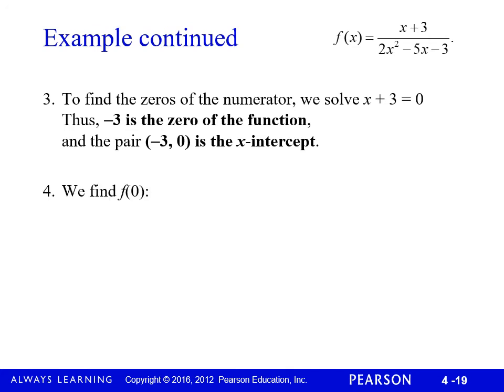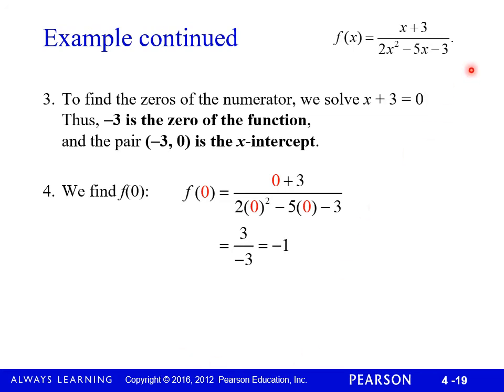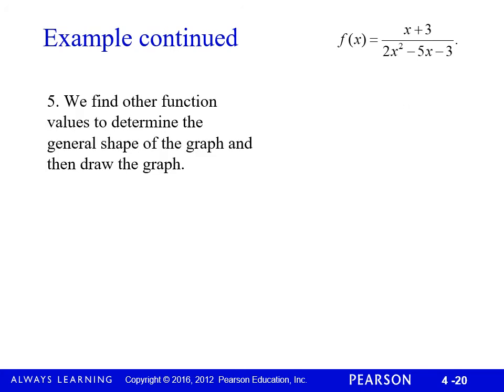Lastly, we find the y-intercept by plugging in 0 into the equation. We get 0 plus 3 over 2 times 0 squared minus 5 times 0 minus 3. Notice what this does is it just leaves us the constants that are in the function, because everything else with an x goes away. So we get 3 over negative 3 just by looking at the equation. This is one of the easiest parts to do, because only the constants are left. And so we get the y-intercept is at negative 1, so this would be 0, negative 1 as a point on our graph.